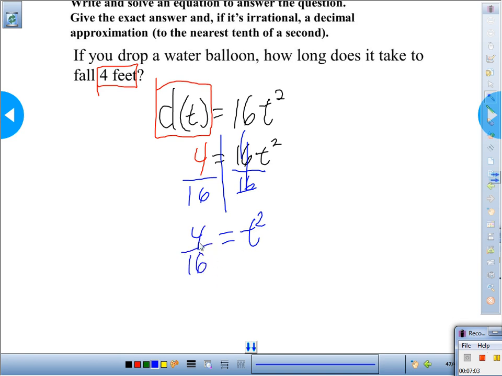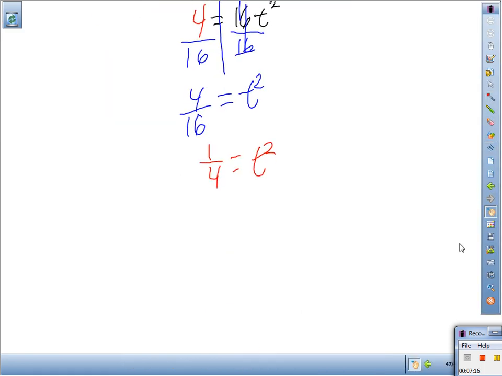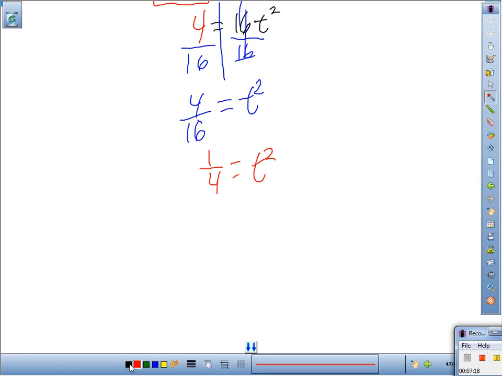Now we can take the square root here, or we can simplify first. What do you guys want to do? Simplify. This is 1 over 4 equals t squared. And since we're using the square root method, what's our last step? Square root. So we take the square root of this, the square root of this cancels this. We're left with t.